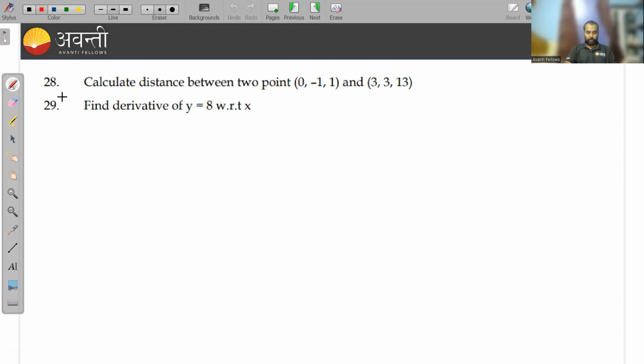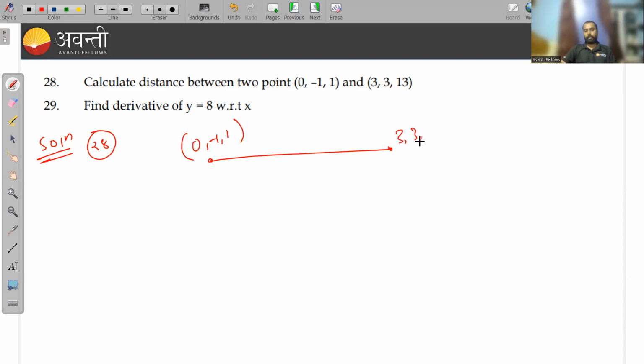Question number 28. Calculate the distance between these 2 points. Solution to question number 28. Here 1 point is given, and another point is 0, -1, 1, in 3D: 3, 3, 13. All of you know from coordinate geometry that we are having two coordinates and we can use the distance formula to find the distance between 2 points. In 3D also we are having 2 points and we'll find the distance between these 2 points.